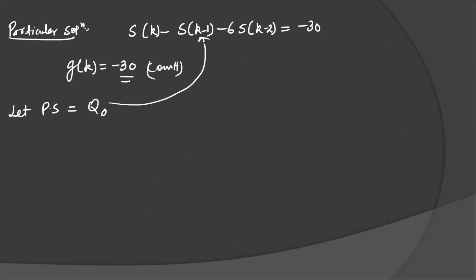So it will satisfy the given recurrence relation. After substituting this value, we will get LHS equal to RHS. This is a constant, so for every value of k the value will be q naught. For Sk it will be q naught, for Sk minus 1 it will be q naught minus 6, for Sk minus 2 it will be q naught minus 30. So q naught will be 5, I think. So this is your particular solution.